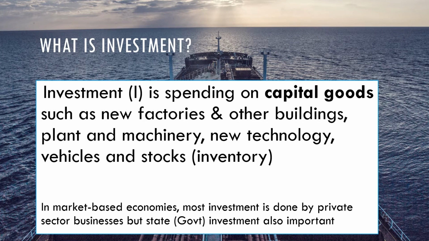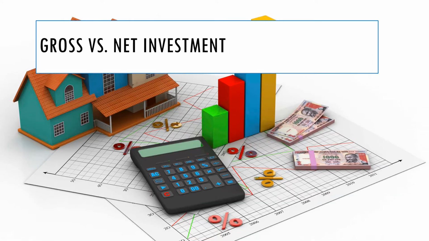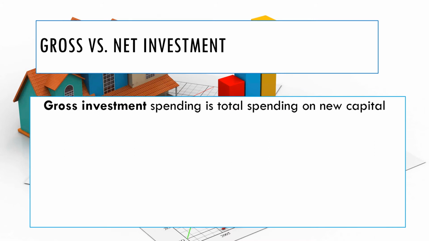Primarily, most investment is done by private sector businesses, but state investment can also be important. So private sector businesses normally account for 75% of investment, and the state occasionally do build factories and buildings for businesses to use. So what is this difference between gross and net investment? Well, gross investment is the total spending on new capital goods.